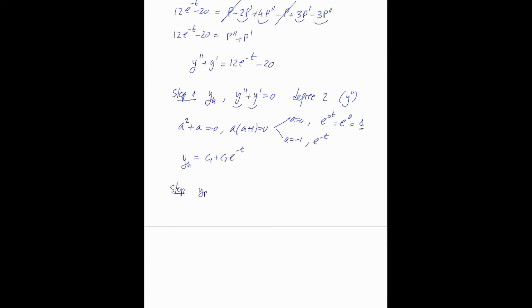The second step is to solve for the particular solution. Now, for the particular solution, we have this equal to 12 e to the minus t minus 20. If you remember, you always write this as a polynomial times an exponential. But this expression is not a polynomial times an exponential, because here we have e to the minus t and here we don't have it. Something is wrong.